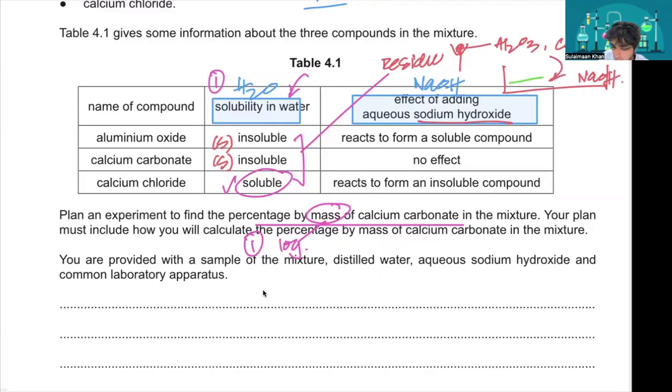The solid aluminum oxide is going to dissolve, and you're just going to be left with this compound right here, because the question says it reacts to form a soluble compound. So it dissolves, and then secondly, I'll filter it again. So you're now going to get calcium carbonate as your residue. You wash it with distilled water and dry it with a filter paper.